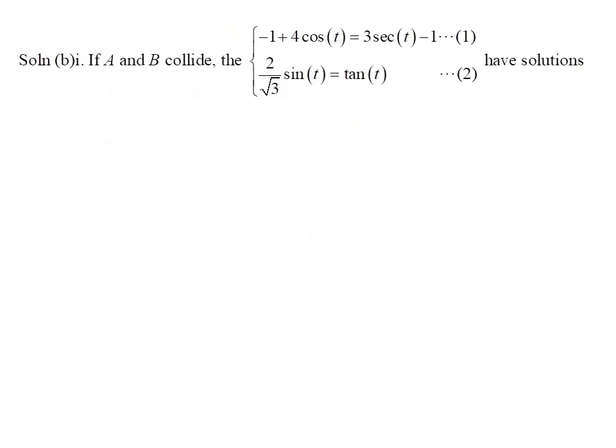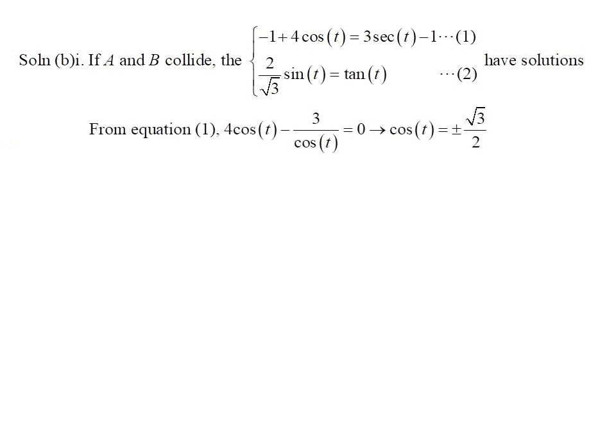The first section of part B is to show that particles A and B will collide. In order to show that particles A and B collide, we equate both i and j components of position vectors of A and B and have two simultaneous equations: negative 1 plus 4 cosine t equals 3 sec t minus 1, and 2 sine t over square root 3 equals tangent t.